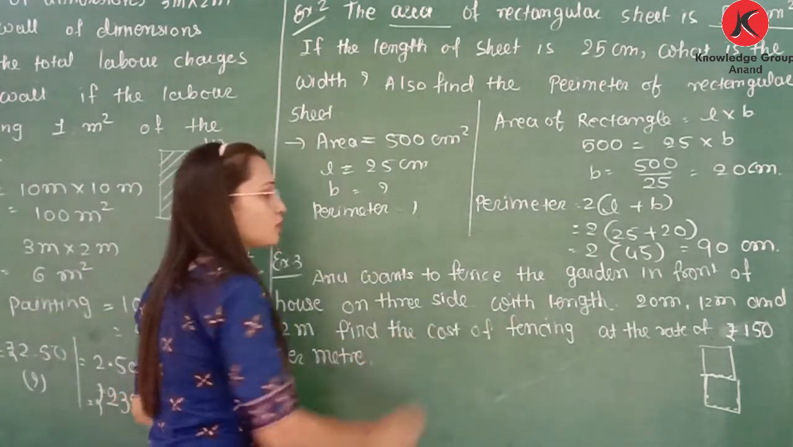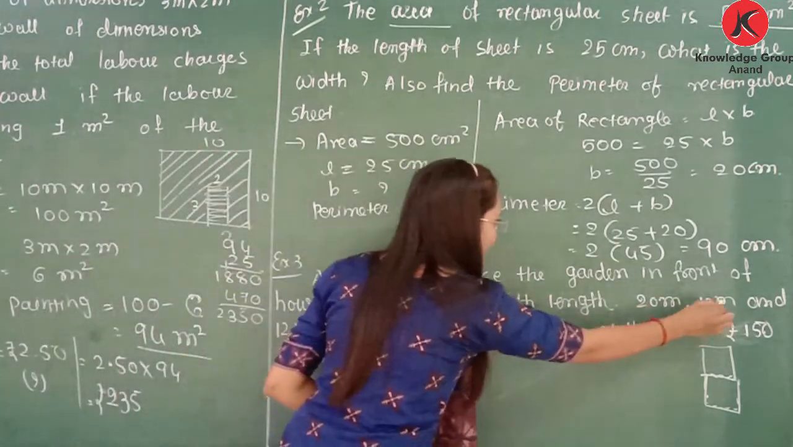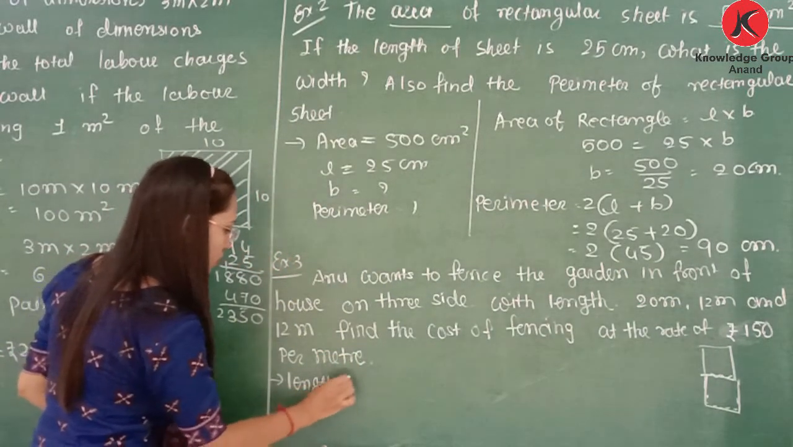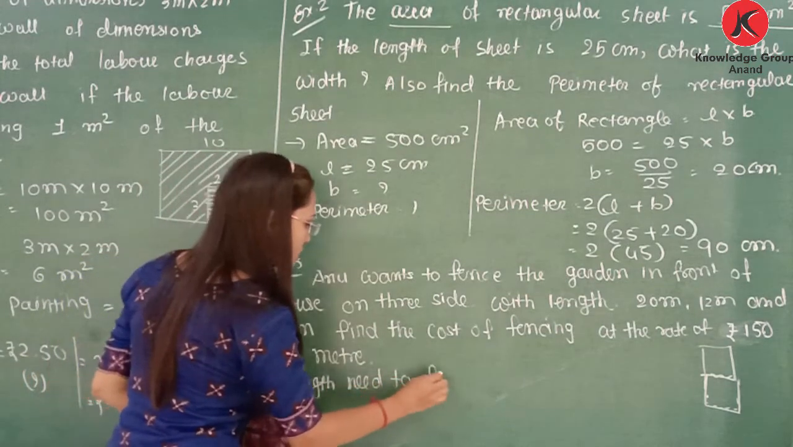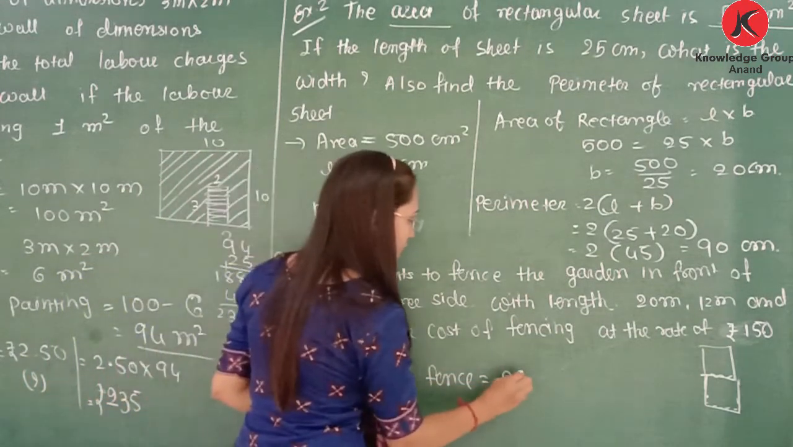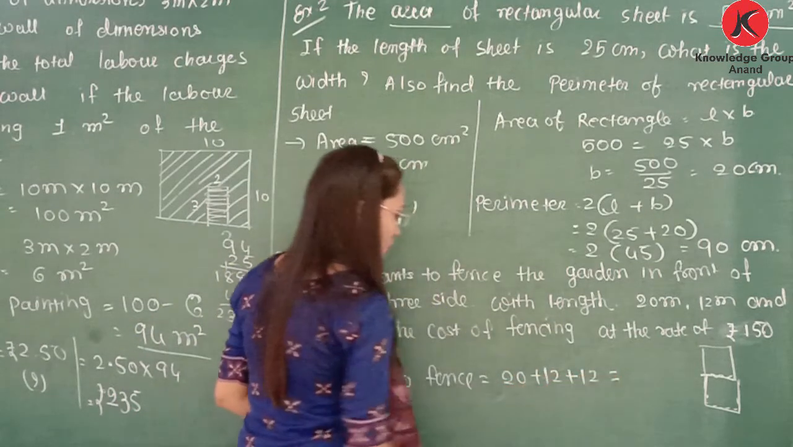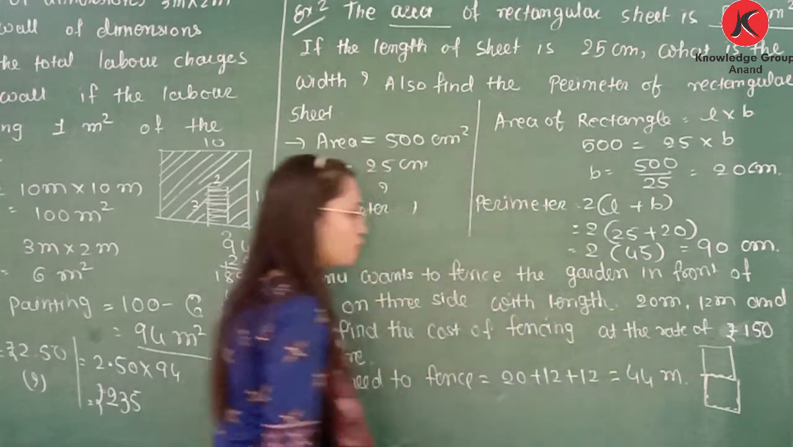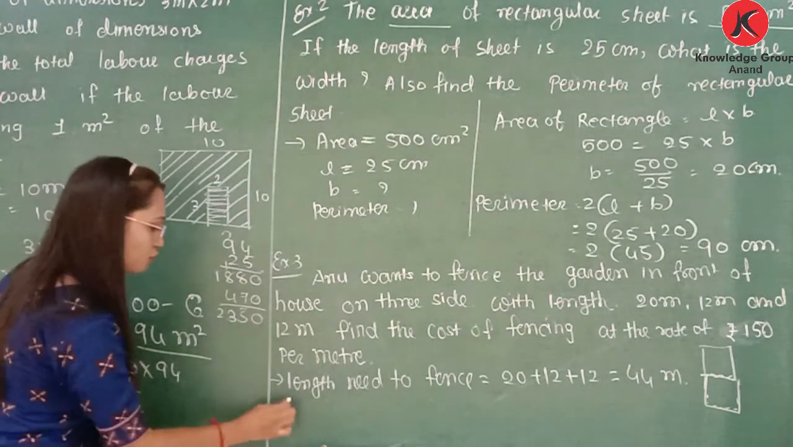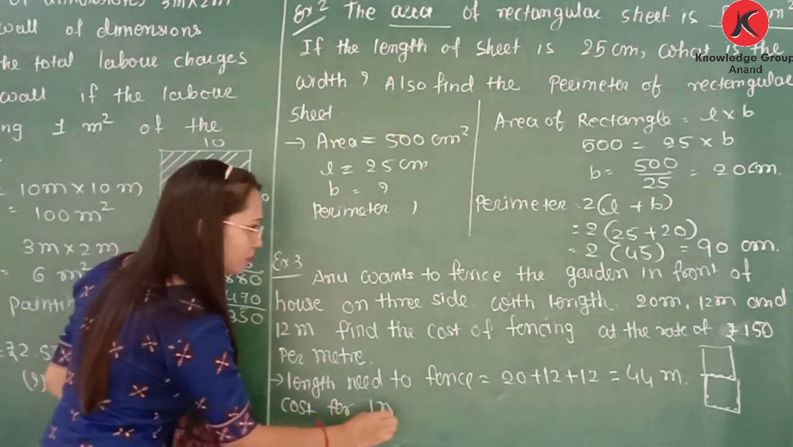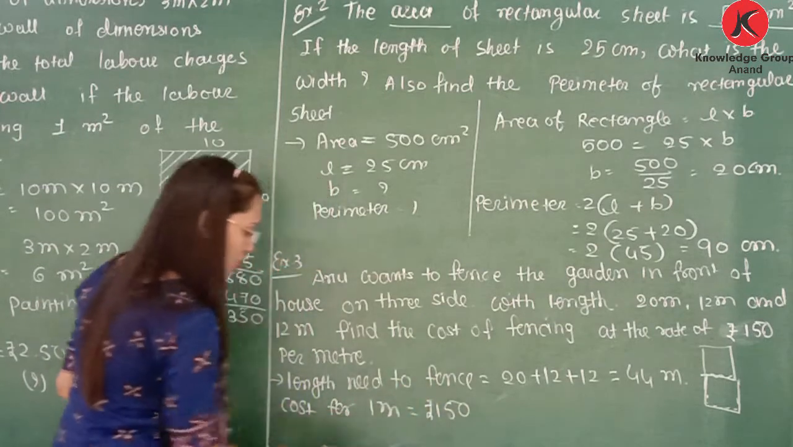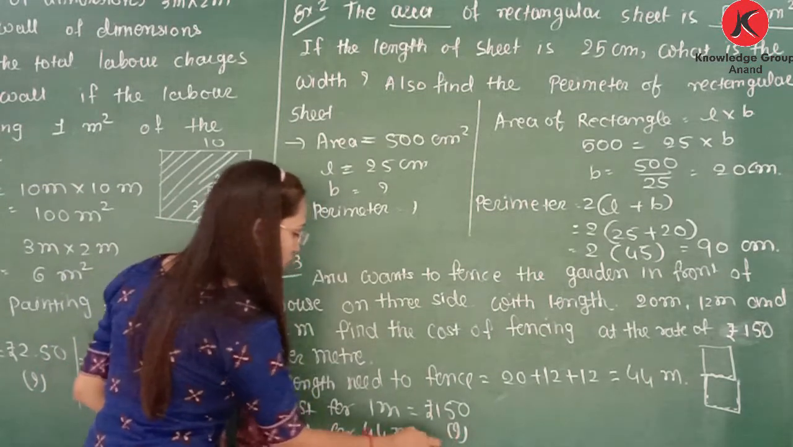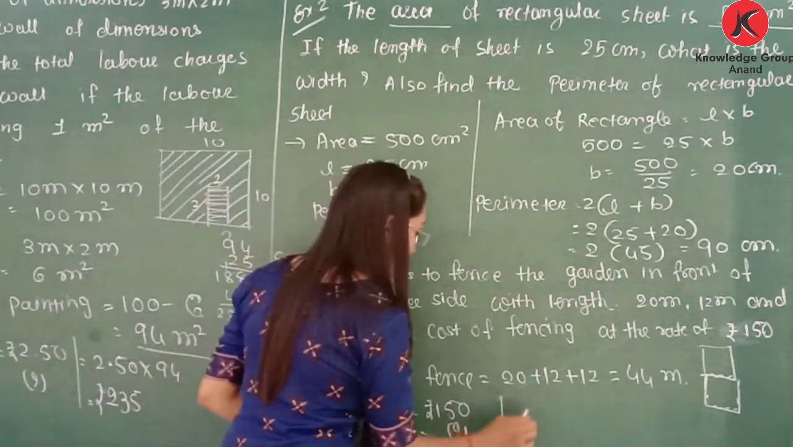So the perimeter of the garden will be 20 plus 12 plus 12. So the length that needs to be fenced is equal to 20 plus 12 plus 12. So that is 44 meter. Now the cost for 1 meter is 150 rupees. So the cost for 44 meter is equal to how much? Multiply 44 with 150.